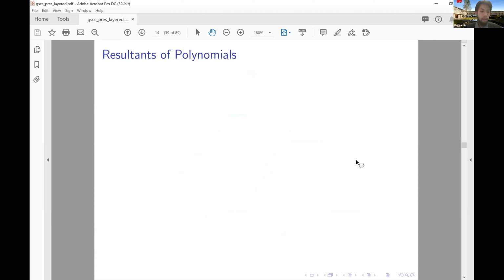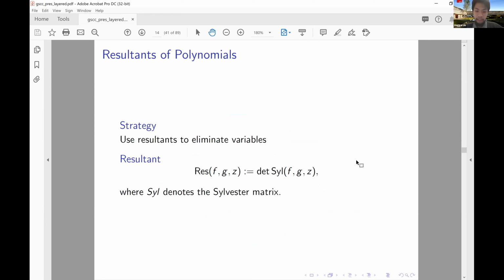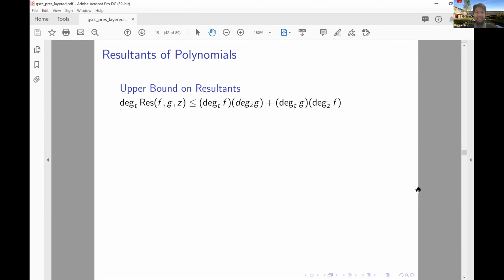Okay, to get into our main result, we'll first need to define what a resultant is, because we need to use those to eliminate some variables. We define the resultant to be the determinant of what's known as the Sylvester matrix. This you can look up. The construction is kind of messy, so I didn't define it on the slides. With resultants, we just care that we have this kind of upper bound on the degrees with 2 variables here, and we'll use that a lot to establish upper bounds for our minimal polynomials.